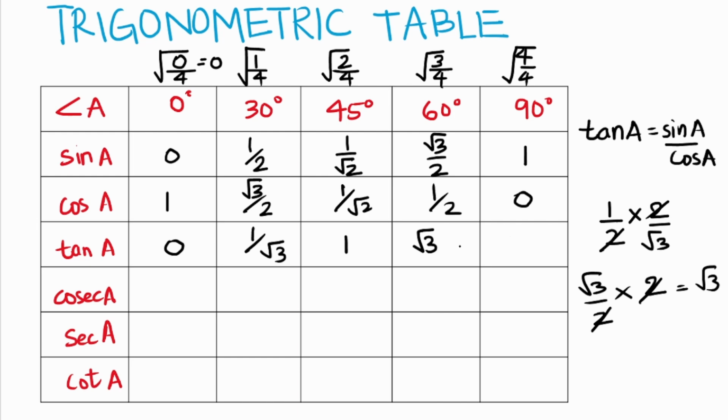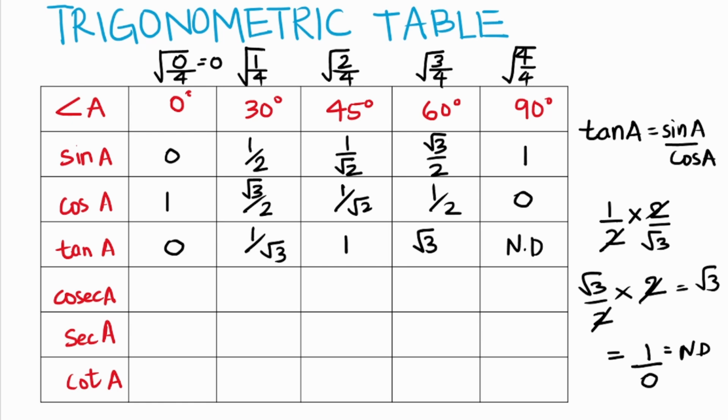Then comes tan 90. Tan 90 is sine 90 divided by cos 90. Sine 90 is 1 divided by cos 90, which is 0. Anything divided by 0 is not defined. We'll write a short form, not defined. So we have filled the table for tan.